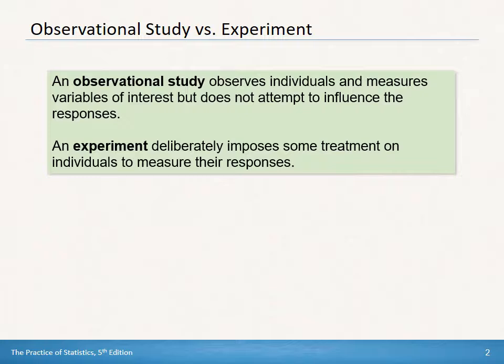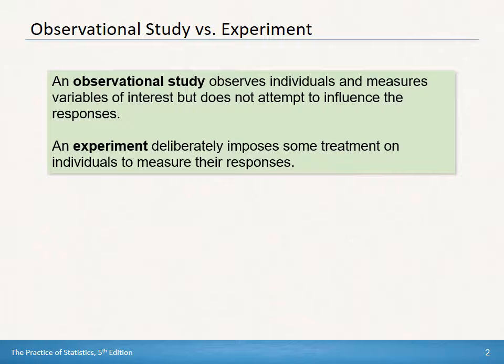You observe the person or the object or the animal, but you do not attempt to do anything to influence them. So you look at the person or the animal or the object in their natural state, in the way that they normally are. You don't do any treatment to them. You don't tell them to do anything. You just watch them and you measure whatever variable you're looking for.